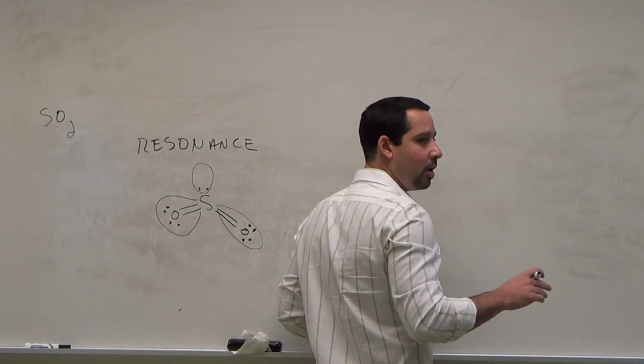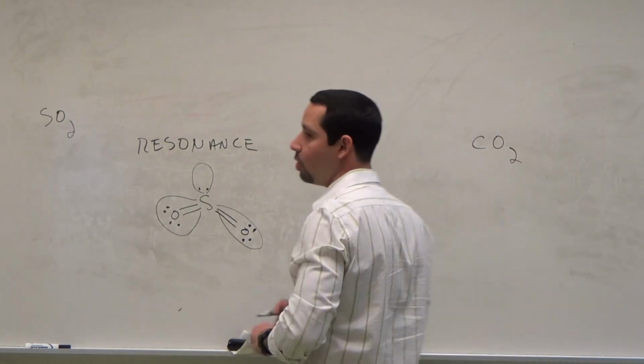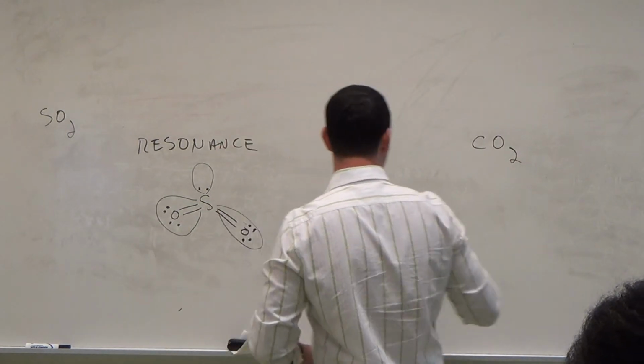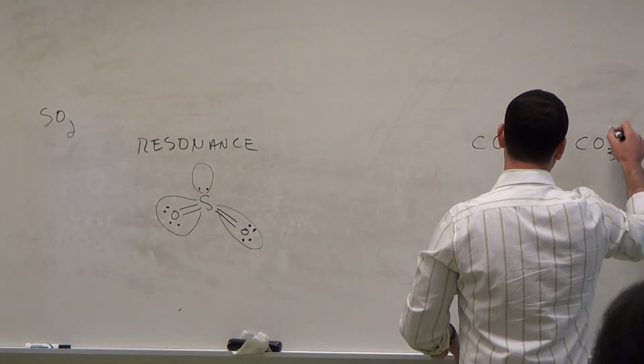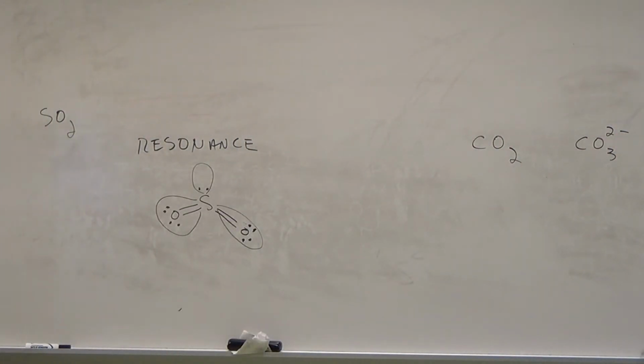Okay, let's do another one. How about that? You want another one? Yes. There you go, CO2. Actually, while you're on it, CO3 with a 2 minus. And of course, if it has a minus, what do you do to electrons? For every minus, you add 1, yes?